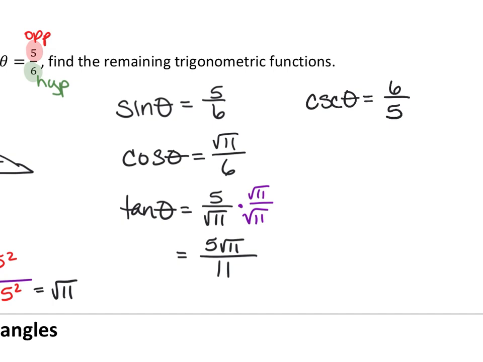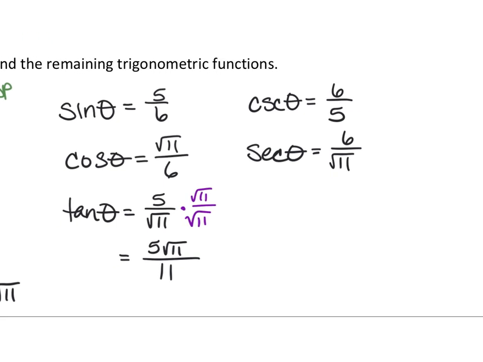What's the opposite or the related one to cosine? Ooh, how do we say that? Secant. Secant is just going to be 6 over square root of 11. But hopefully your spidey senses are tingling because we just put a square root in the denominator. 6 square root of 11 over 11. Rationalize the denominator.